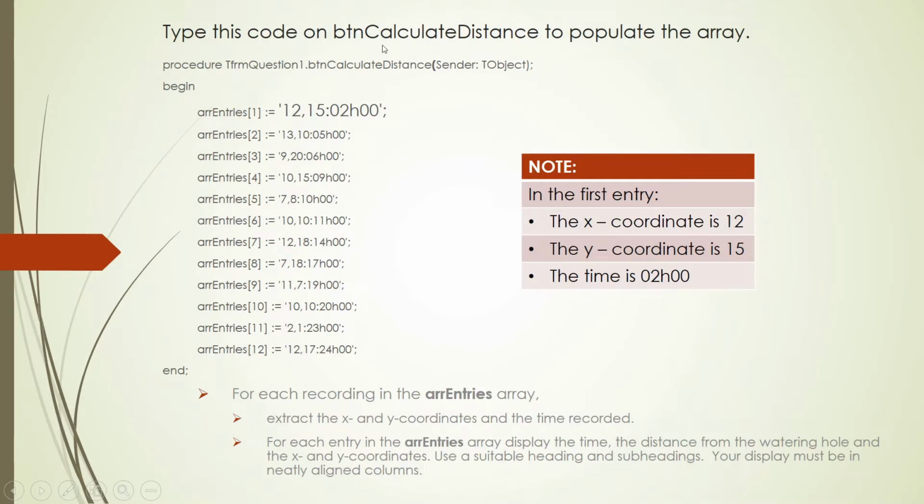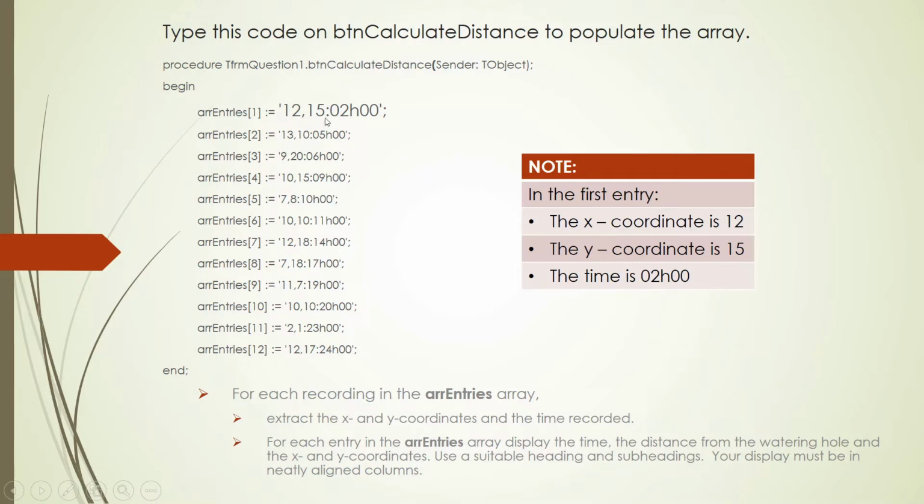You are required to type this coding, which means populate the array. Assign values to the array on btn calculate distance. So all I want you to do is you could copy the coding, or you could alternatively just type it out. So you're assigning a string value.